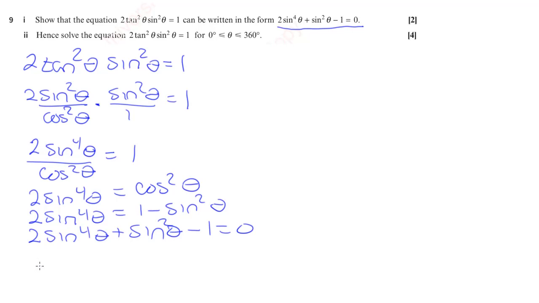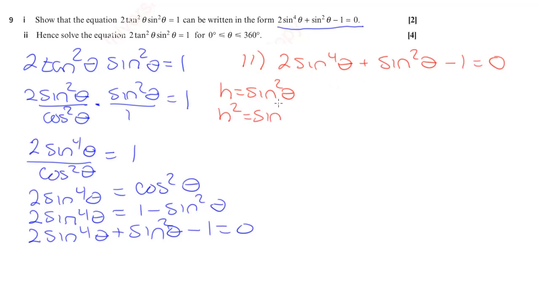Now in part 2, they want us to actually solve it. So in this case, you remember that we talked about these, what are they called? Hidden quadratics or disguised quadratics. Anyway, we're going to treat this like a quadratic. And what I'm going to do is take h and say it's equal to sine squared. And so that means that h squared is going to equal sine to the 4th. So now I'm going to replace all these with my h's, and I get this equation, which is quadratic.